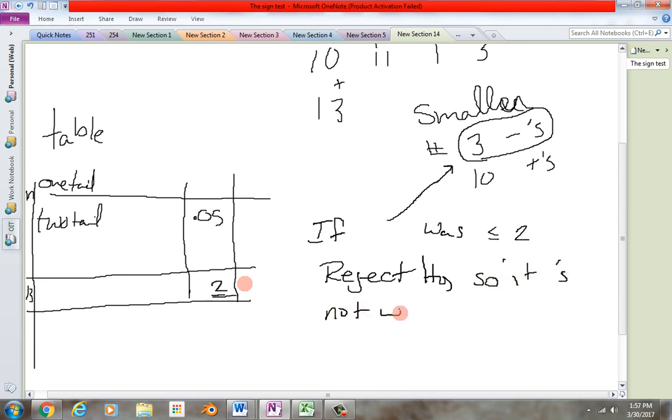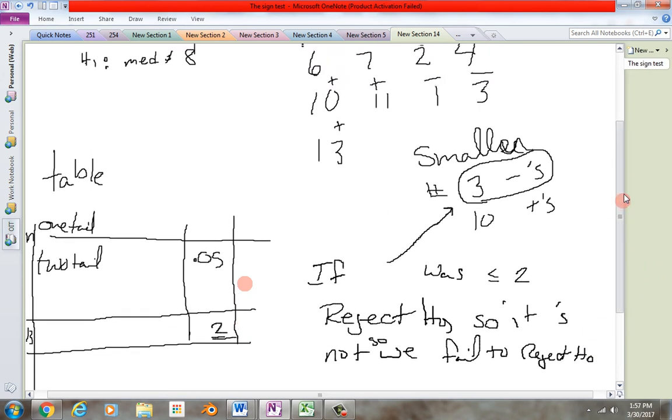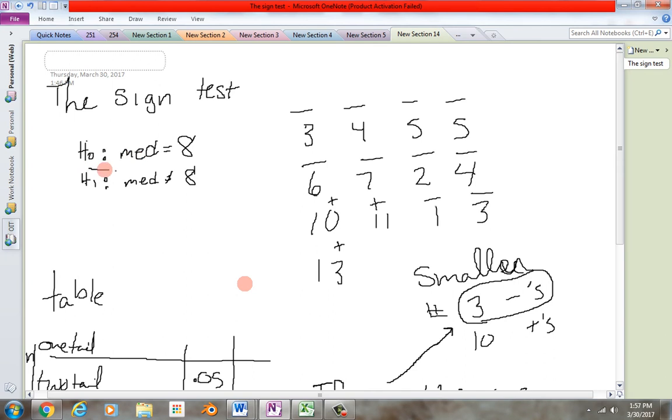So we fail to reject. Now, by failing to reject, what are we saying? That means we're sticking with the idea that the mean is, in fact, 8. Now, for a lot of people, that's very annoying because you're like, wait a minute. It's not anywhere near 8, Jay. Remember, this is a very small sample size, and remember that the sign test is a very non-powerful test.